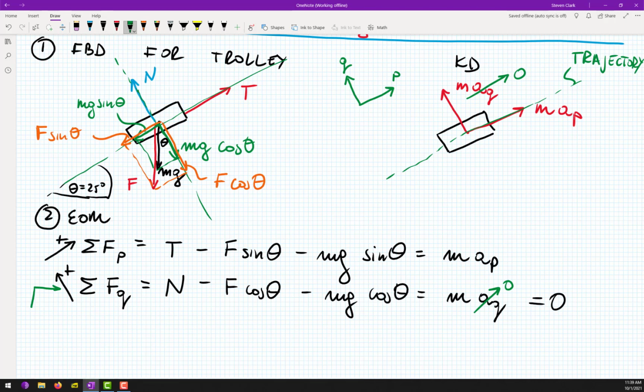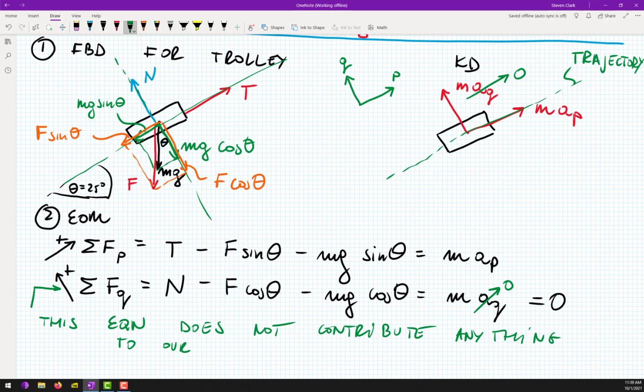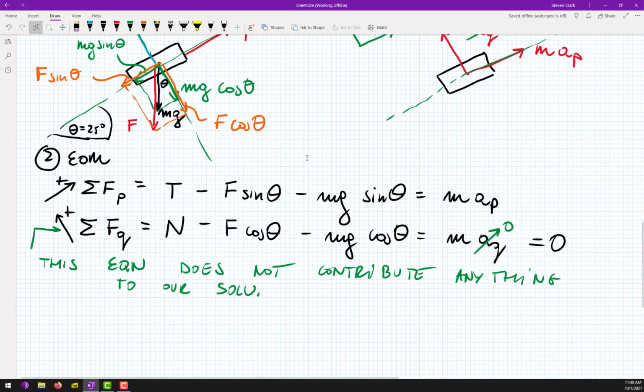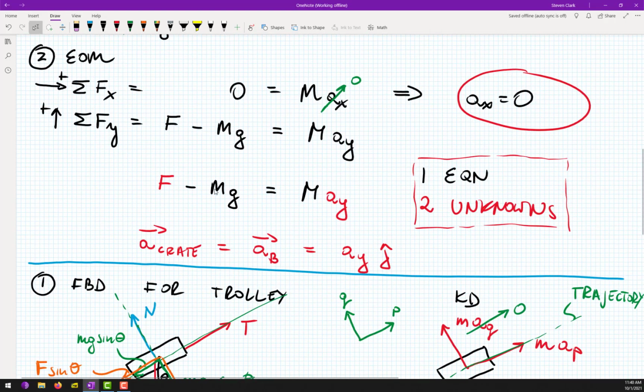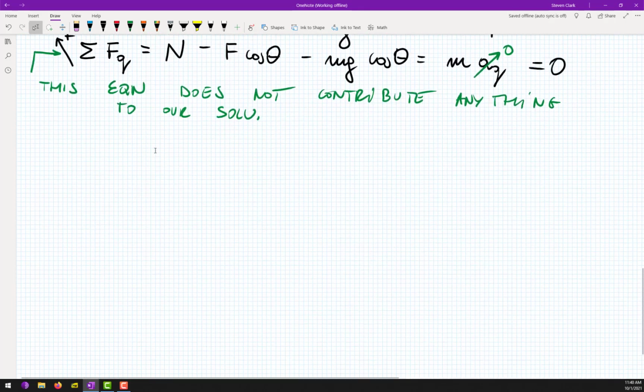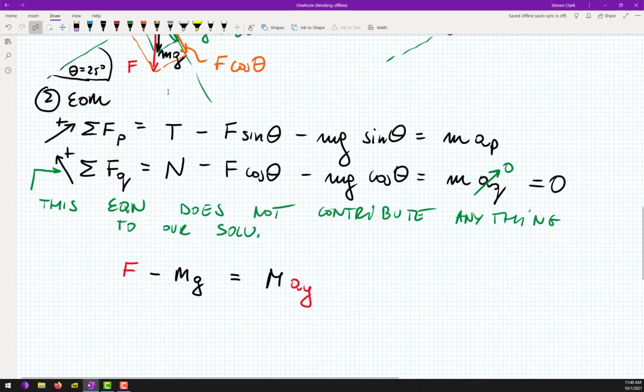Okay, so yesterday I solved that problem, and I realized that this equation does not contribute anything to our solution. We'll just leave it here. We just put it together, but we're not going to use it at all. But the first one contributes a lot. So let me recap. Earlier we had one equation here, and now we have this equation.